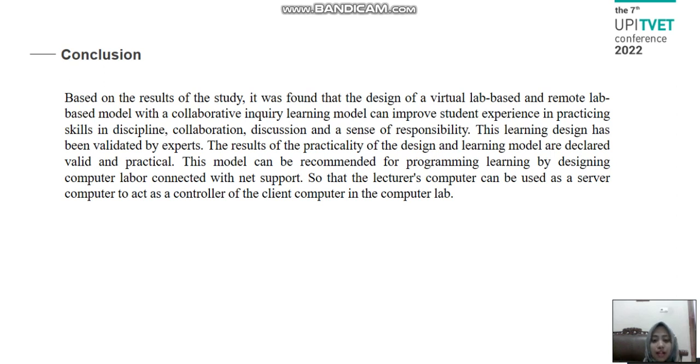So this model can be recommended for programming learning by designing a computer lab connected with NetSupport, so that the lecturer's computer can be used as a server computer to act as a controller of the client computers in the computer lab.